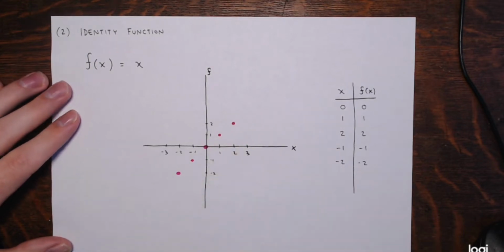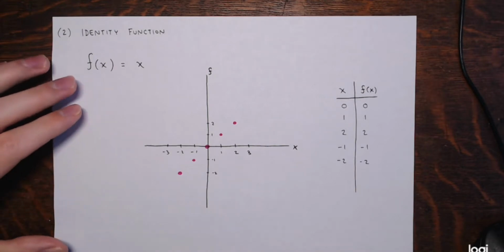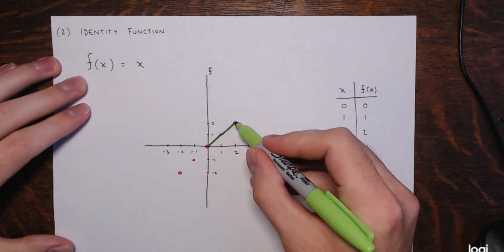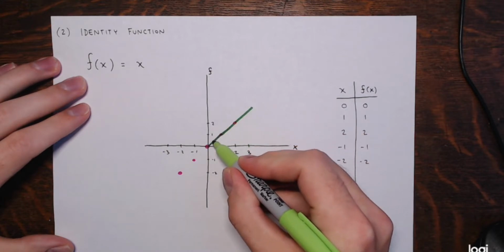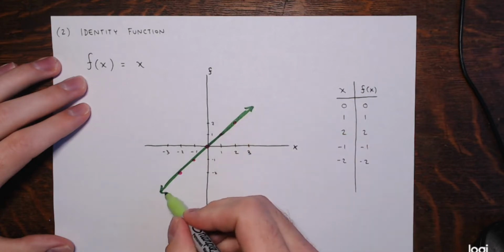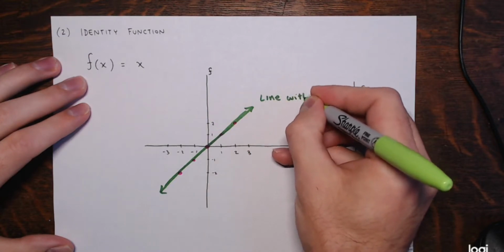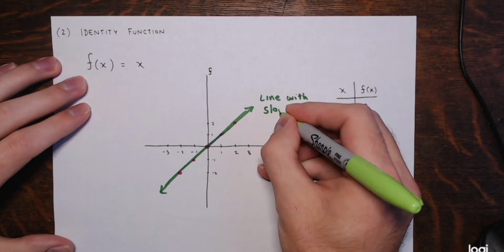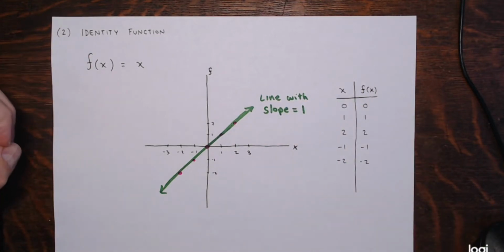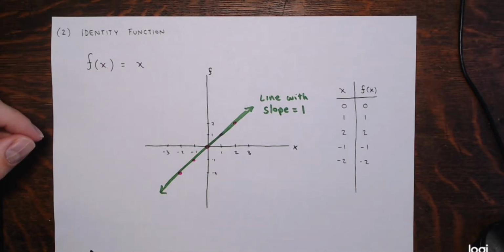No matter what the input is, the output is the same value, y equals x. And it's just a line. You see all these points I plotted fall in a nice straight line. And this is a line with a slope of 1. You might remember the concept of slope. It's a line with a slope of 1 and a y-intercept of 0. That's it. Very, very simple.